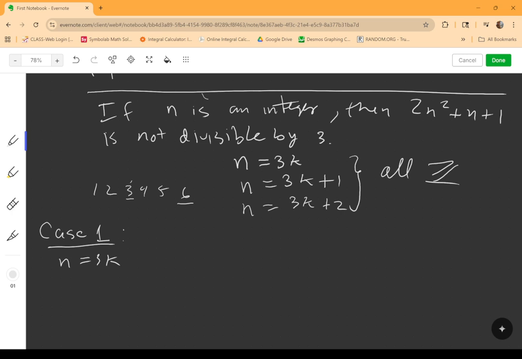And then I'll look at my expression: 2 times 3k squared plus 3k plus 1. Here I'll simplify. 3k squared becomes 9k squared, and there's a 2 on there, so we get 18k squared plus 3k plus 1.